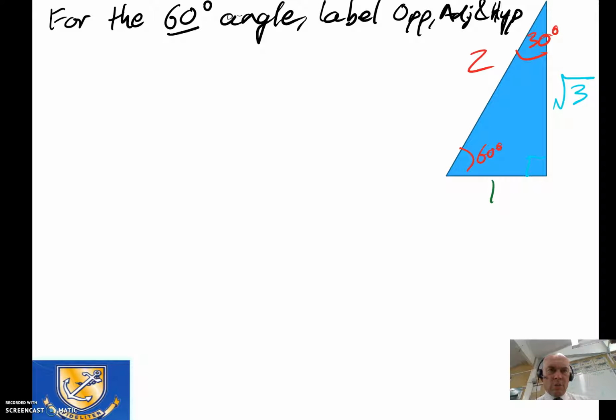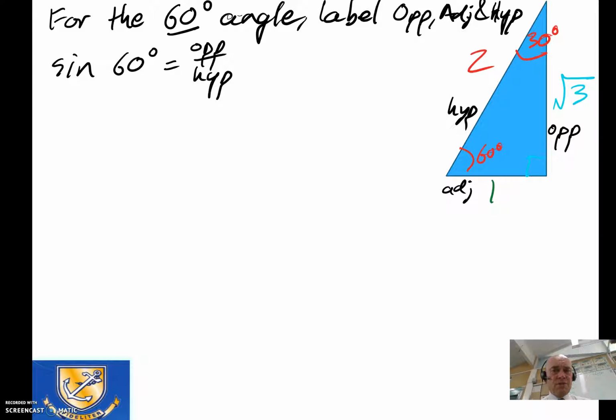and we can now, for the 60 degree angle, label the opposite, the adjacent and the hypotenuse. So there's the opposite, the 60 degree, adjacent the 60 degree, the hypotenuse. The sine of 60 is the opposite over the hypotenuse, which is going to be the square root of 3 divided by 2, and that's perfect. It can be approximated roughly as 0.8660, but only to 4 significant figures.